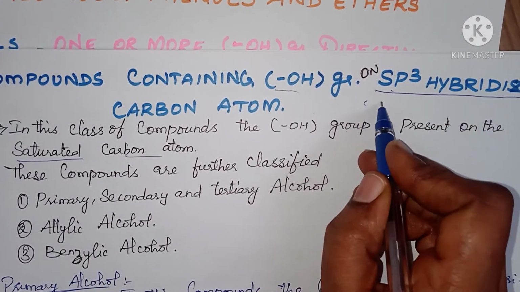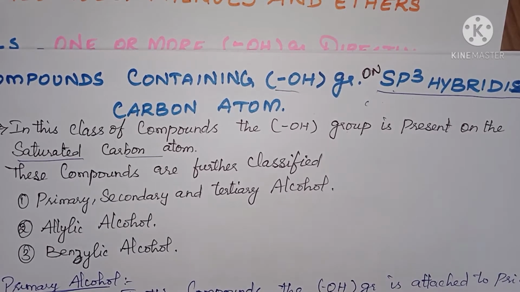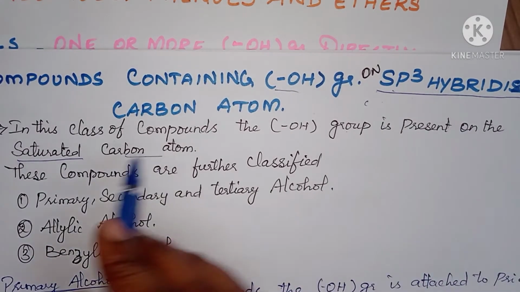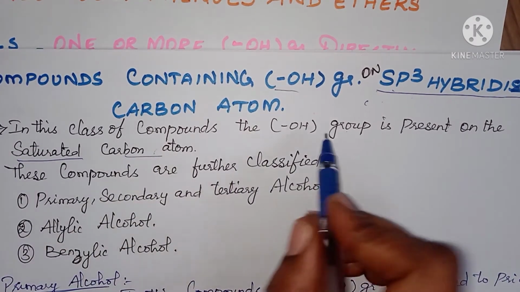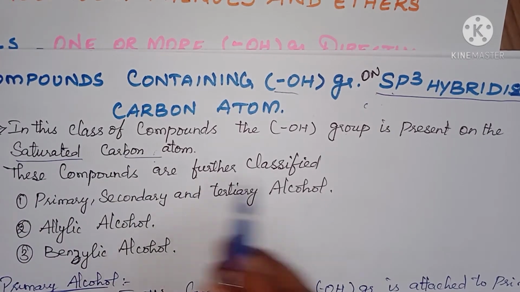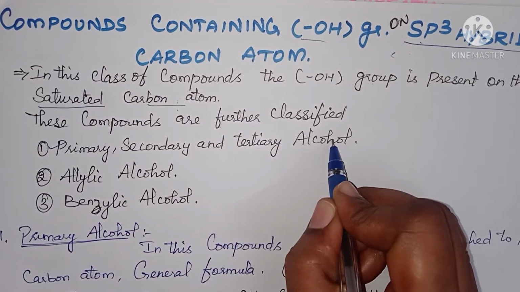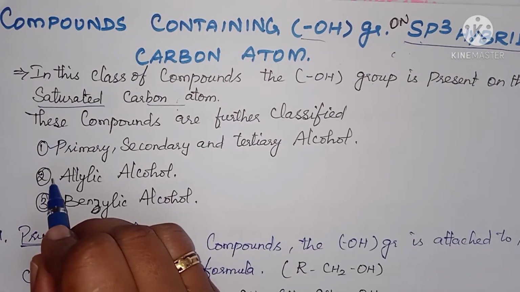Now for example, CH3, CH2, CH2, CH2 like that. If it comes, it is a single bond. Now for example, CH3, CH2, double bond CH. Like that, if it comes, that is unsaturated. So wherever there is an alkene or alkyne, it is unsaturated. Whereas in an alkane, it is a single bond, which is called saturated. So in this class, the OH group is present on a saturated carbon atom. So these compounds are further classified as primary, secondary and tertiary alcohol. That is one part. Another part, allylic alcohol.